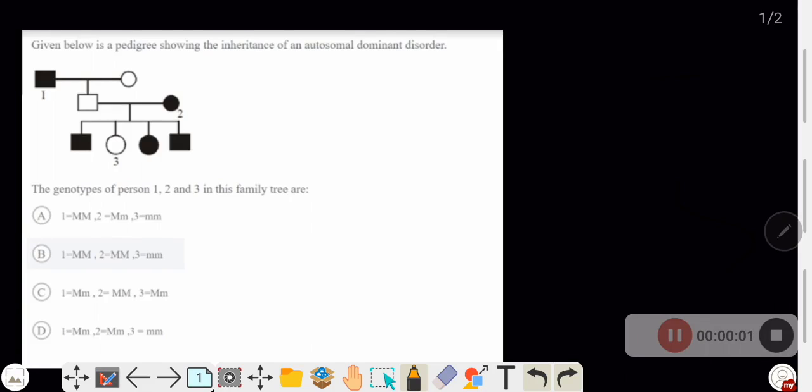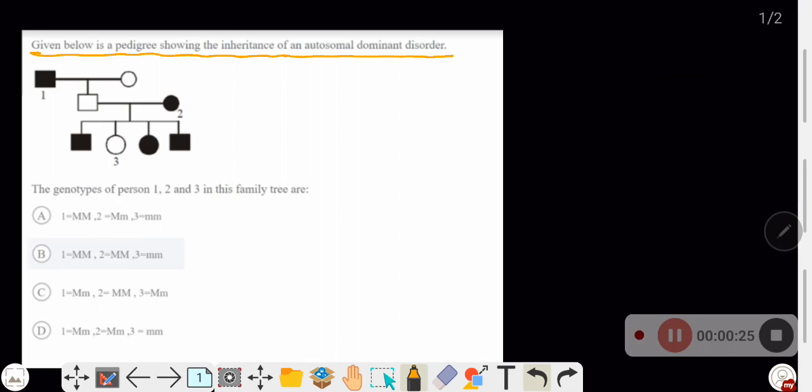Hello everyone. Today in this video we are going to solve a problem from pedigree analysis from the area of genetics. Let's look at the question. Given below is a pedigree showing the inheritance of an autosomal dominant disorder. So we have to keep this in mind, that this disease is an autosomal dominant disease.